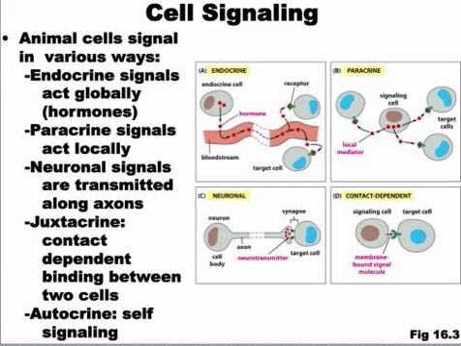Now, we talked a little bit about a single cellular organism with yeast. Now let's talk about multicellular organisms. Multicellular organisms can send out signals in different ways, so we're going to go through a few types of ways on this slide. The most global type of signaling is called endocrine signaling.